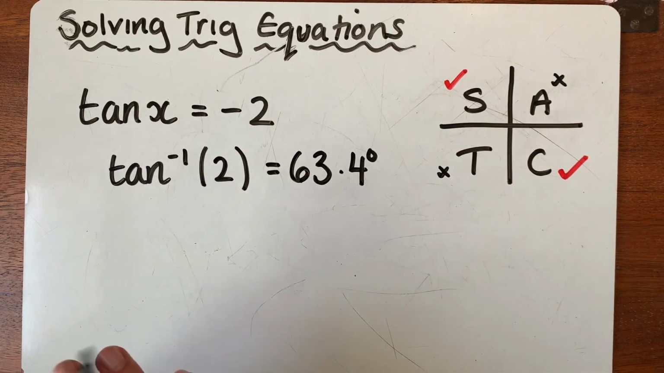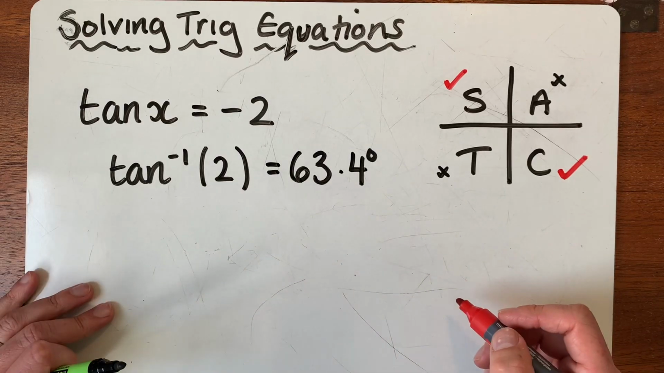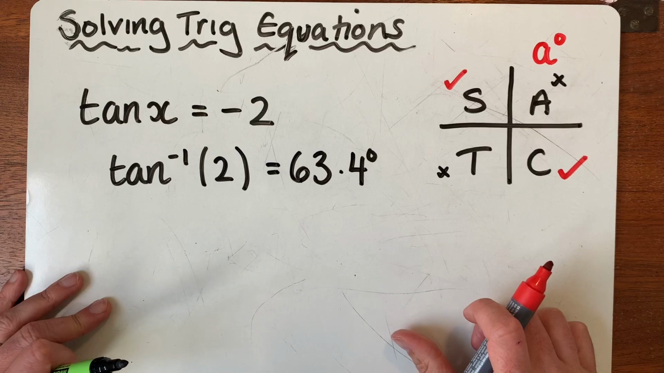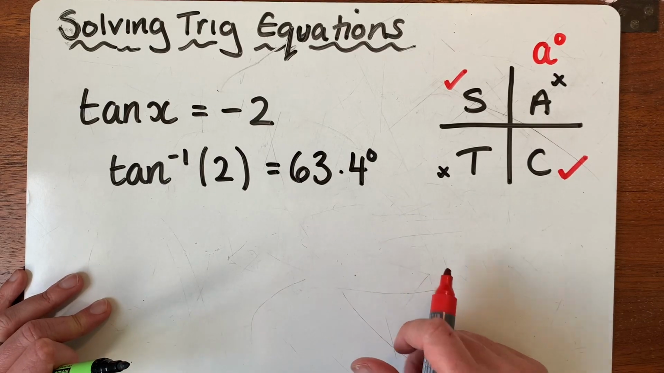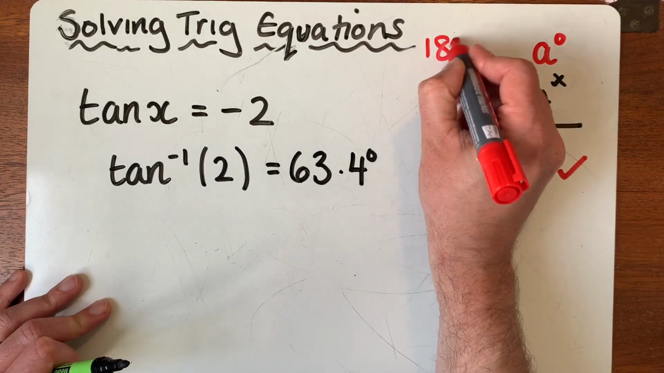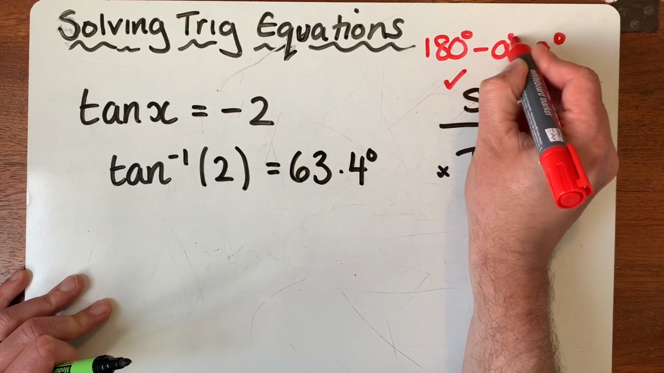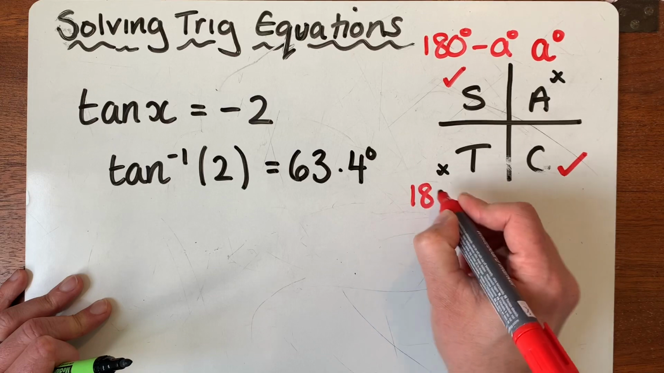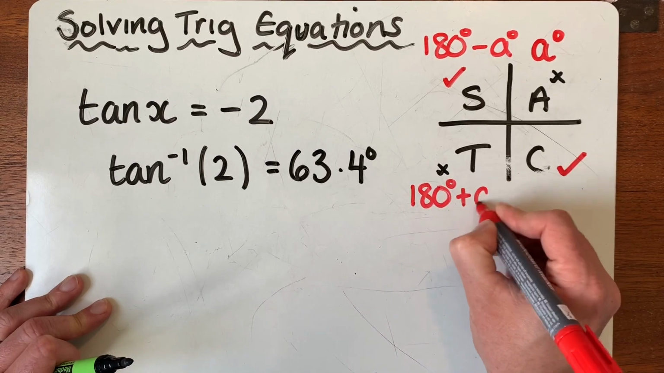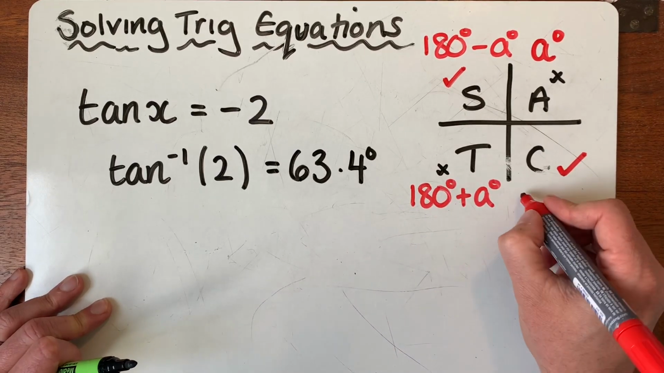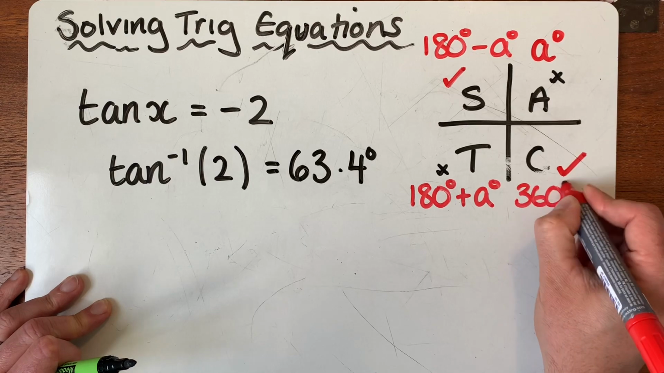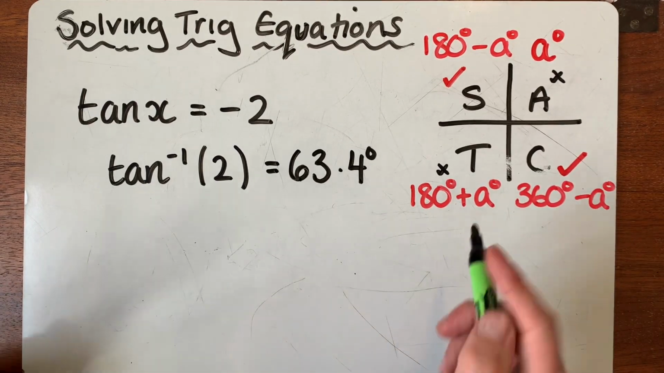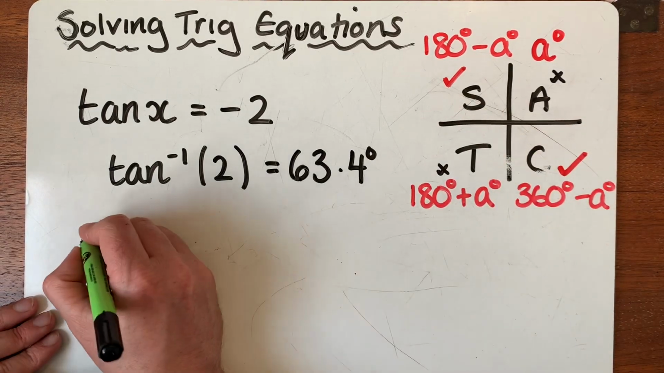And again, it comes down to the little rules in each of these quadrants. In the first quadrant, remember, if it's positive, it's just the answer you get on your calculator. Ours isn't positive. In the second quadrant, it's 180 minus the answer we get on our calculator. And we do want that one. In the third quadrant, it's 180 plus the answer we get off our calculator. And in the fourth quadrant, it's 360 minus the answer we get off our calculator. Okay, so I want the solutions in the second and the fourth quadrant.